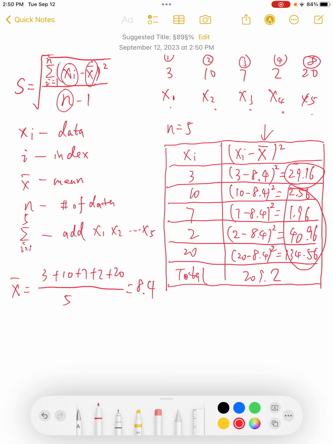So add all those numbers up, and I got 209.2. What I calculated here, 209.2, this whole table, is actually the numerator under the root. So let's plug in.